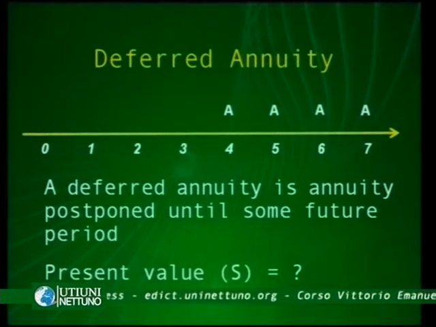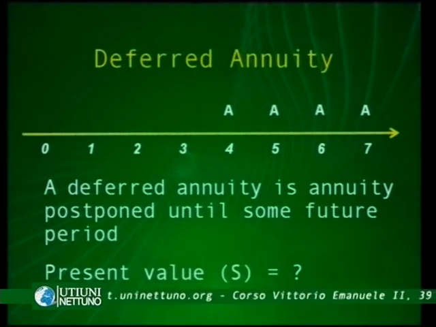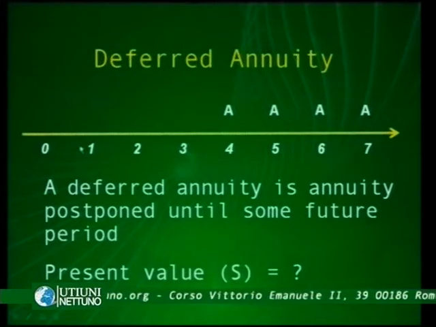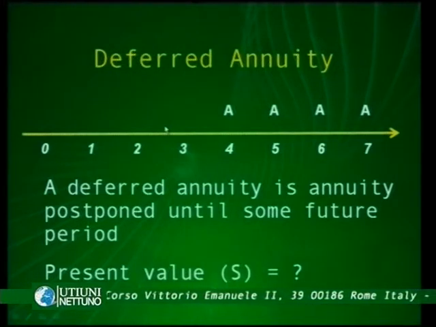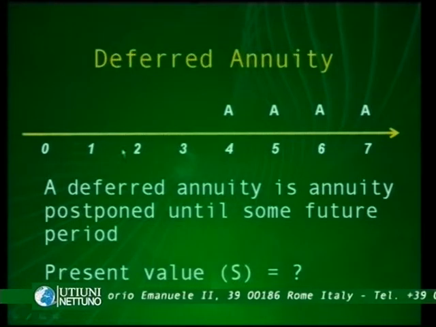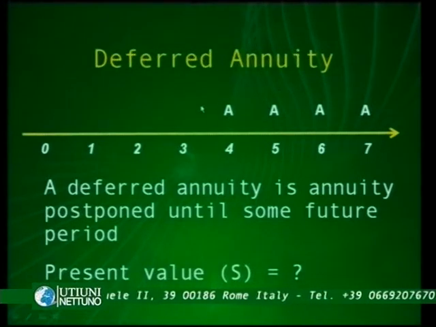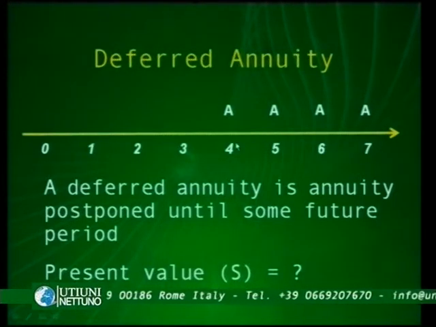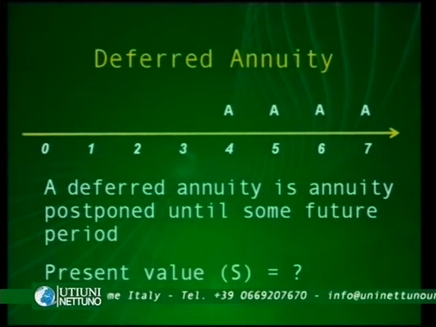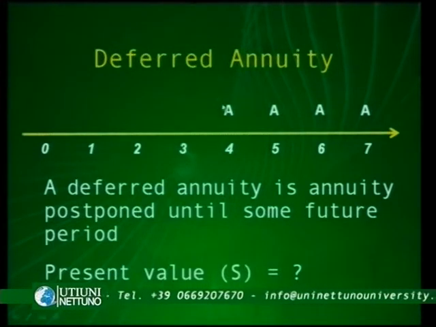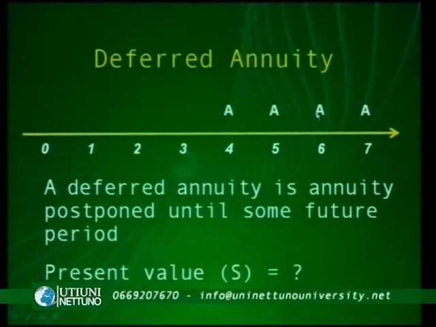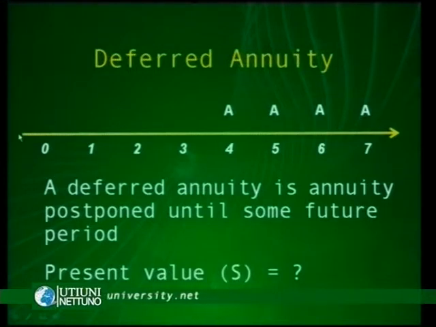So let's start from deferred annuity. In this slide, we have an example of a deferred annuity. In particular, we have a project of 7 years where the annuity starts only in year 4. So starting from year 4, we have a constant annuity in year 4, 5, 6, and 7. And evidently here the project is in the construction phase, so it's not generating any payment for the investor.